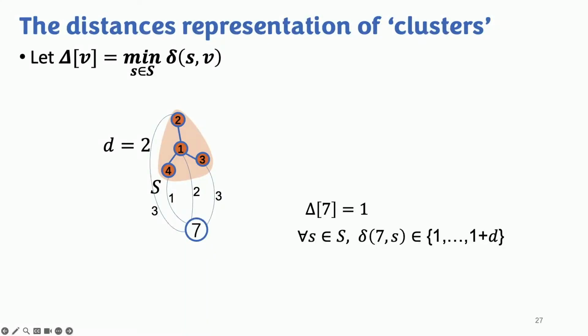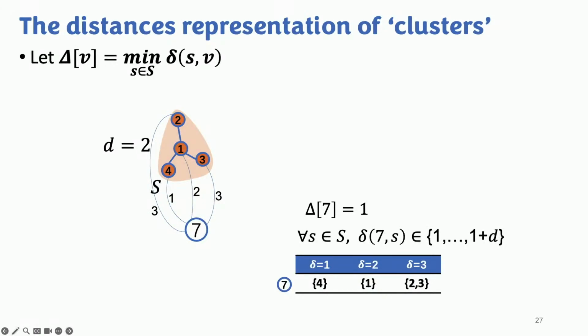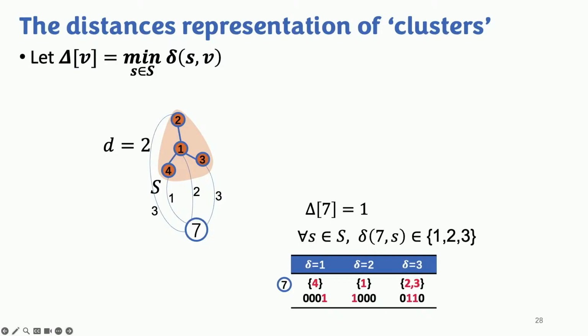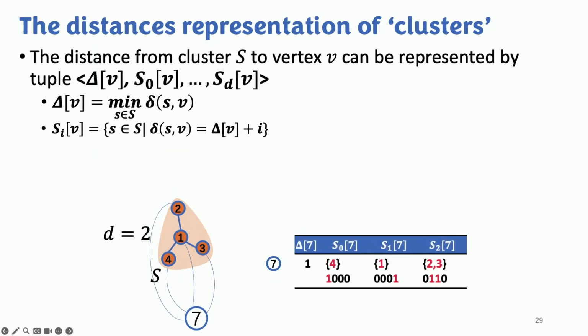which is 3. Since there are only 3 cases for the distances, we can classify the sources according to their distance. For example, the set of distance 1 only contains vertex 4, the set of distance 2 contains sources 1 and 3, and the set of distance 3 contains vertices 2 and 3. We can use a bit vector to represent each subset. In summary, for each vertex v, we store delta v and d plus 1 bit vectors to represent the distances.